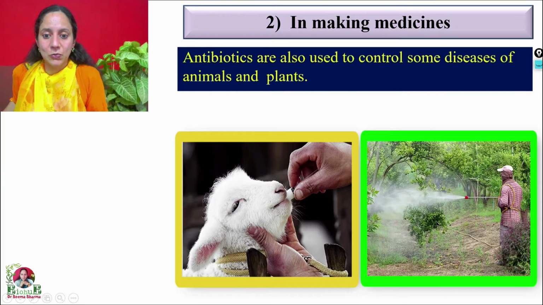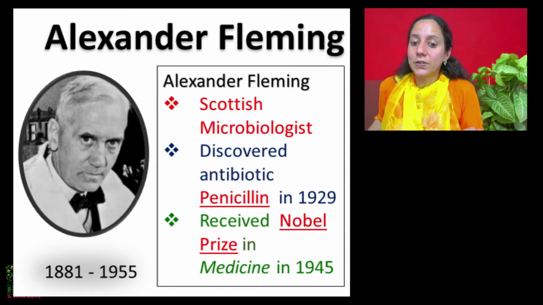not only in human beings but also in case of animals and in case of plants also. This gentleman, Dr. Alexander Fleming, discovered the first antibiotic penicillin in 1929, and he got a Nobel Prize for this discovery.